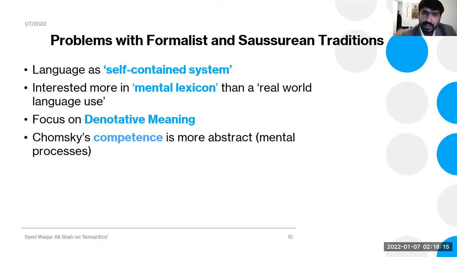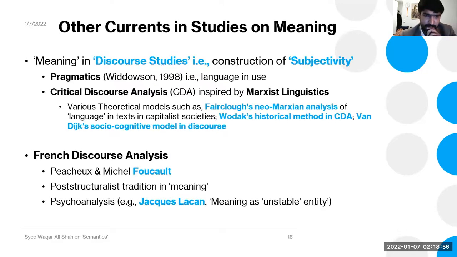So this mental lexicon is more important for a formalist and a structural school of thought, and they focus on denotative meaning, and they don't look at other types of meaning. For example, Geoffrey Leech in his book Semantics, written in the 1970s, proposed 7 different types of meanings. Like we have social meaning, we have connotative meaning, we have thematic, we have reflected meaning. So other meanings are possible. They're also working in society at the same time, but they are ignored in these traditions. So Chomsky's competence is a very abstract thing. It is something which is in the mind alone.